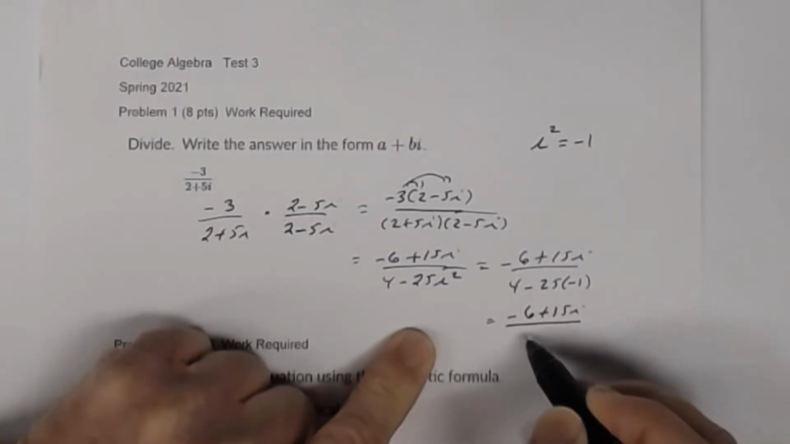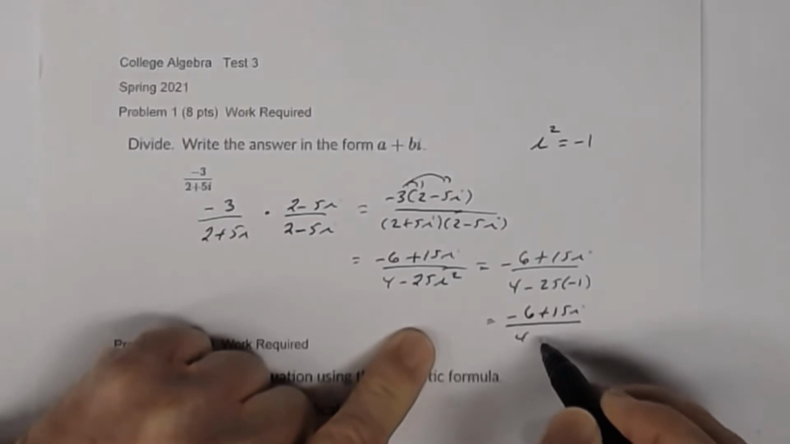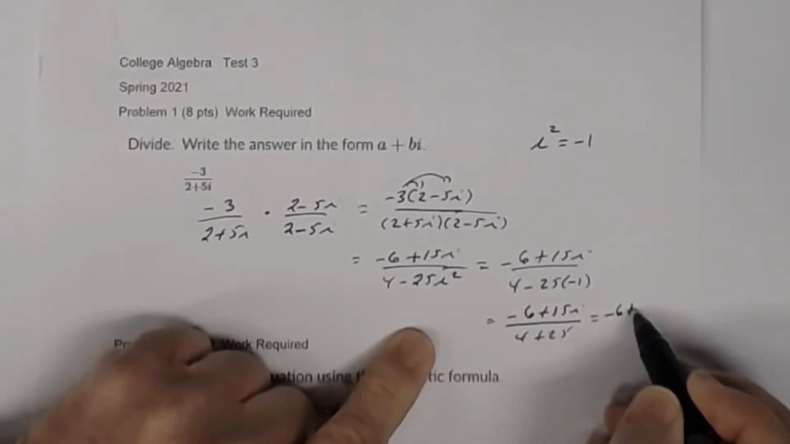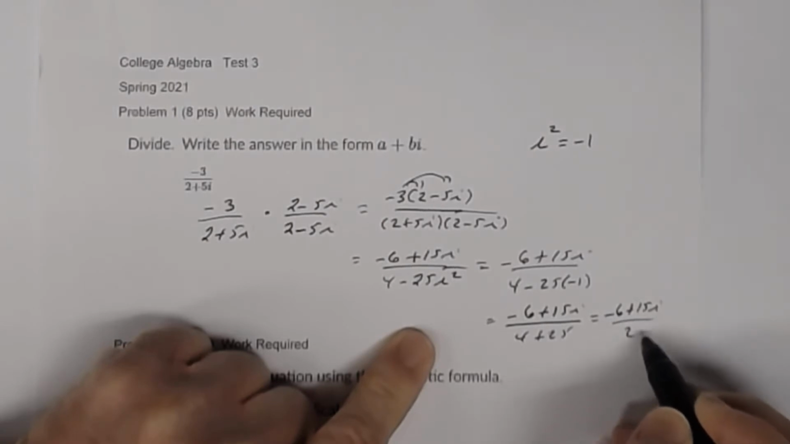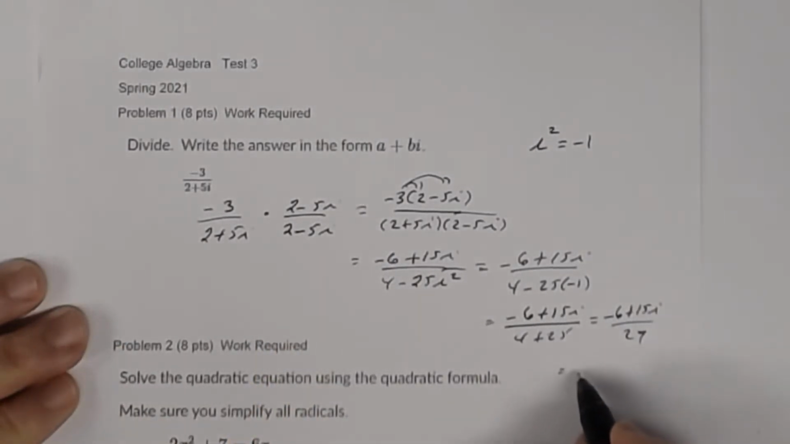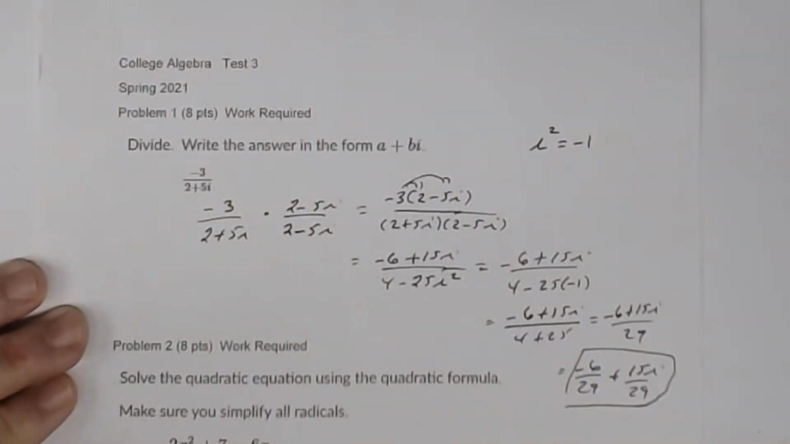All of that's being divided by 4. Now, a negative 25 times a negative 1 is a positive 25. And so you get negative 6 plus 15i divided by 29. But in the form a plus bi, you're going to write this as negative 6/29 plus 15i/29. All right, so that was number 1.